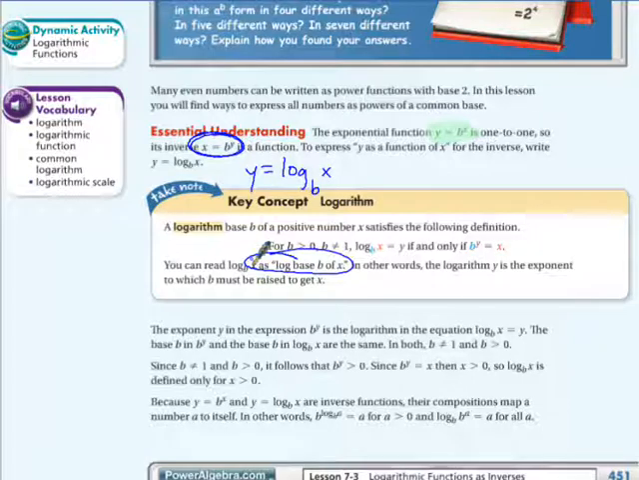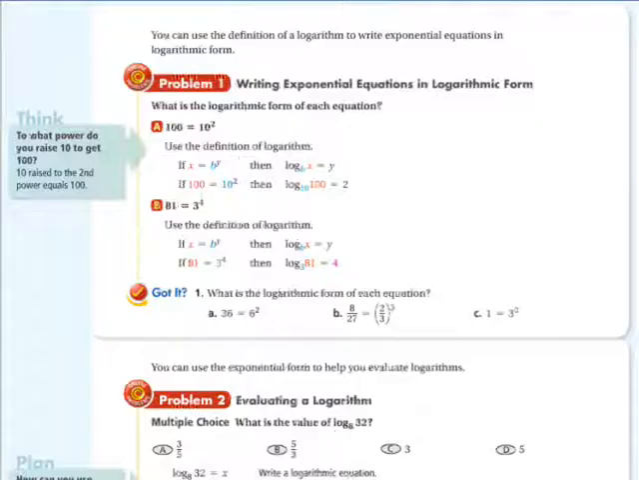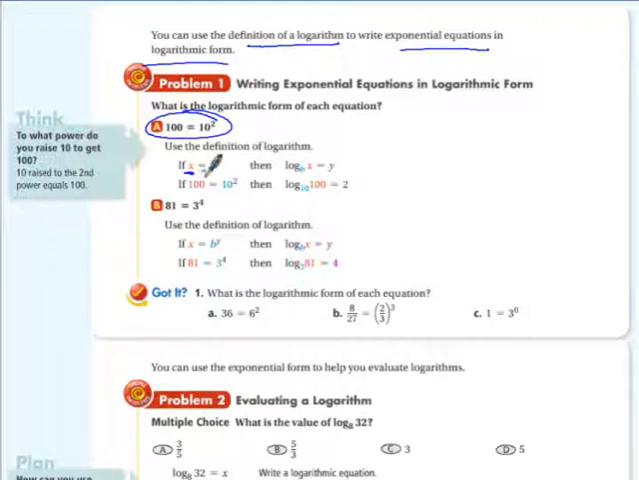There's all sorts of information down here that we're going to talk about in class, because the way it's written out in sentences is very confusing. I think you'll have a better understanding of this if we look at some definitions and understand that we're using logarithms to write exponential equations in logarithmic form. So for example, what is the logarithmic form of each equation? We have 100 equals 10 to the second. If x equals b to the y, then log base b of x equals y.